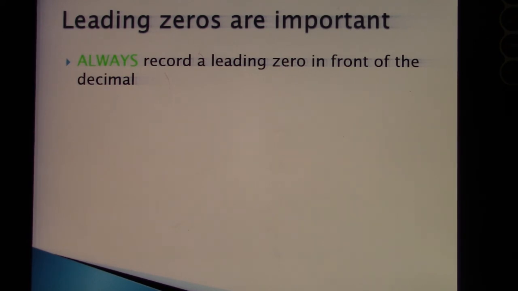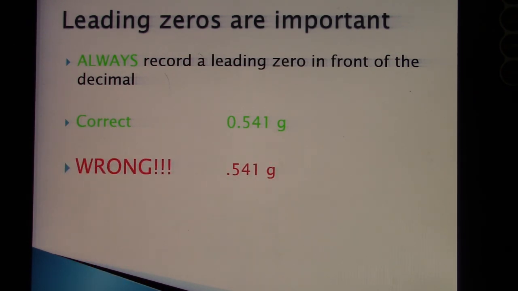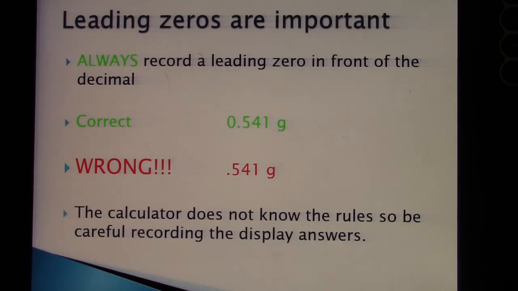What's important in science and math is that leading zeros are important. Always record a leading zero in front of the decimal. So if you're recording data, that's the right way to do it, and that's wrong. Make sure you put a 0 in front of the decimal place, because that emphasizes that there's a decimal present.